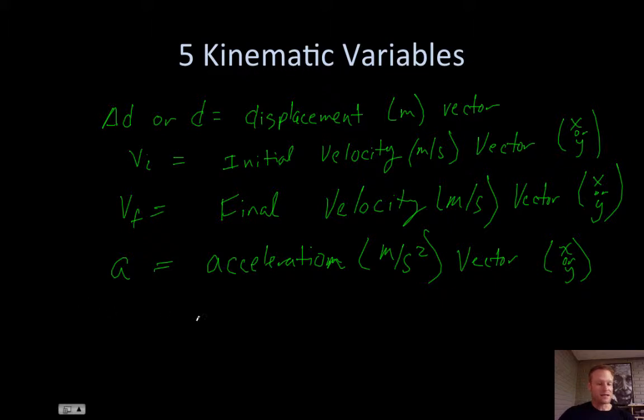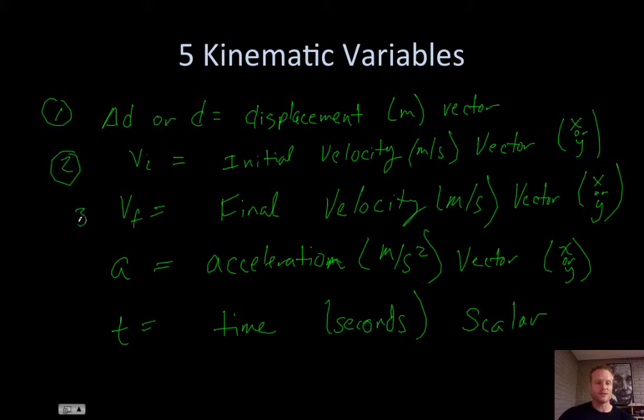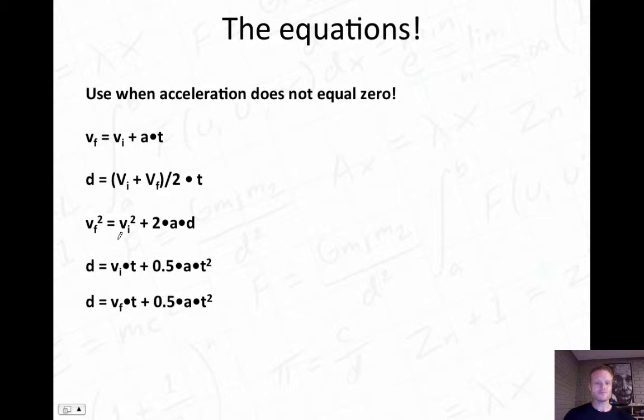And then the last one is t, which stands for time, and it's measured in seconds, and it is called a scalar. Time doesn't really have a direction per se. And this is actually shared in the x or y direction. So here they are, the 5 kinematic variables. If you want numbers next to them, here you go. These are 5 that you'll want to know, and you'll probably want to write down for every problem.